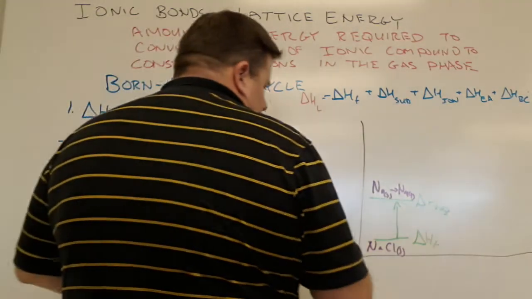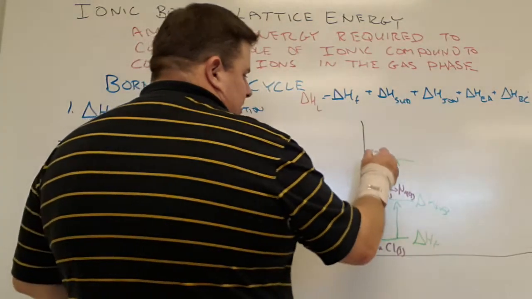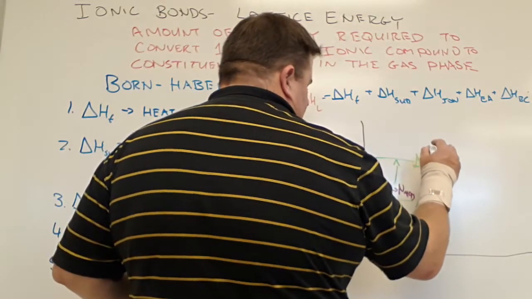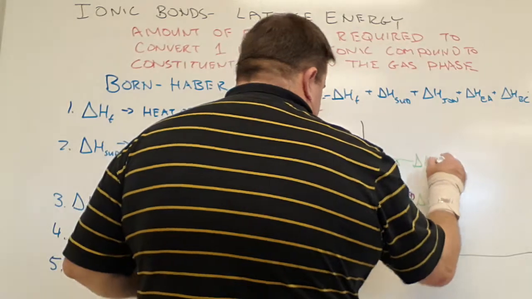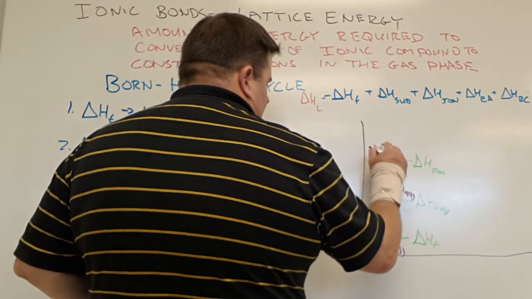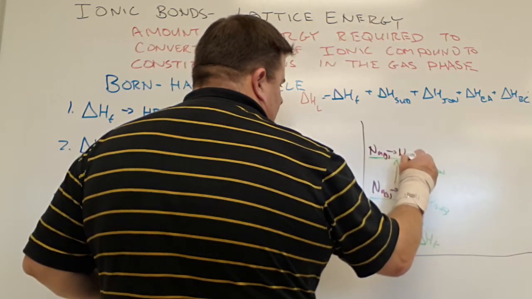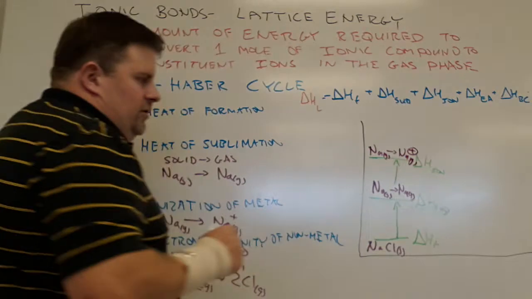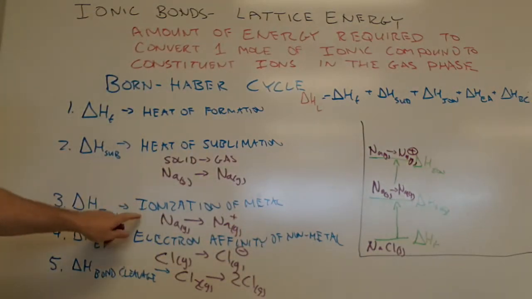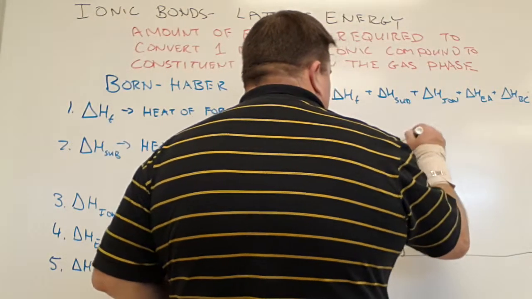And on this level, what I'm then going to do is go up to the next level, and this is delta H of ionization. What I've done here is I've transmuted sodium gas to sodium gas ion. So that's this step right here, the ionization energy. And then I go to the next step.